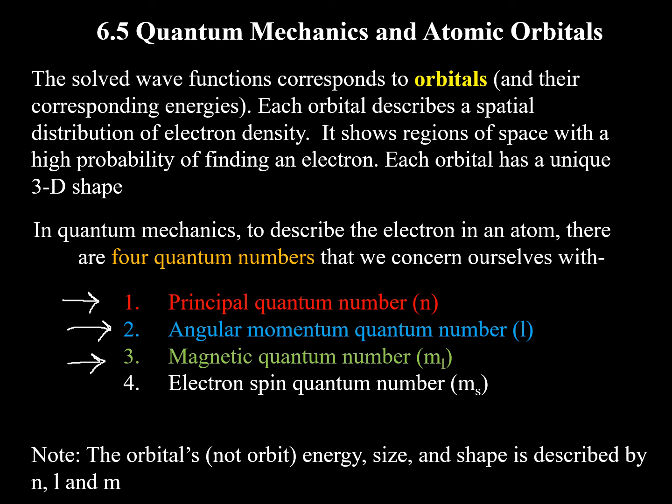And we have the fourth one, the electron spin quantum number, which tells us how the electron is spinning, whether it's going in a clockwise direction or counterclockwise direction. And we'll talk about this again in part 2.